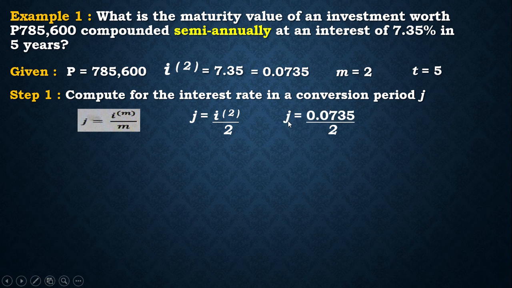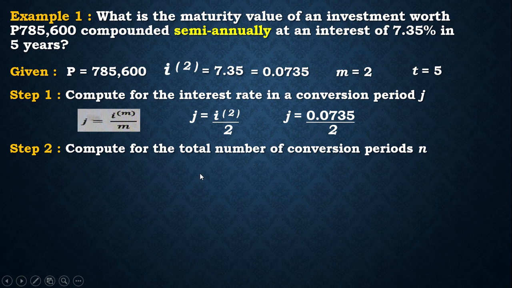So, J is equal to, pinalitan po natin ito, ito ang equivalent niya, which is 0.0735. And then, yung 2, kinopya lang po natin. So, yan po yung equivalent ng J na makikita natin bahagi mamaya ng formula. Next step, step 2, we have to compute for the total number of conversion periods N. So, ang formula sa pagkuha ng N is equal to MT, or the frequency of conversion, times the term or time in years.